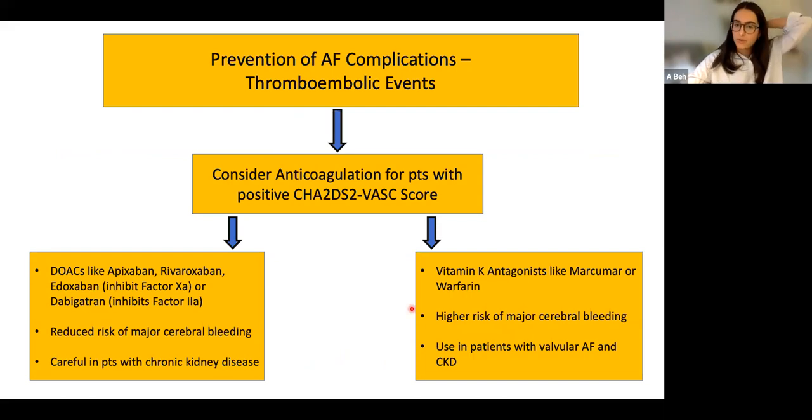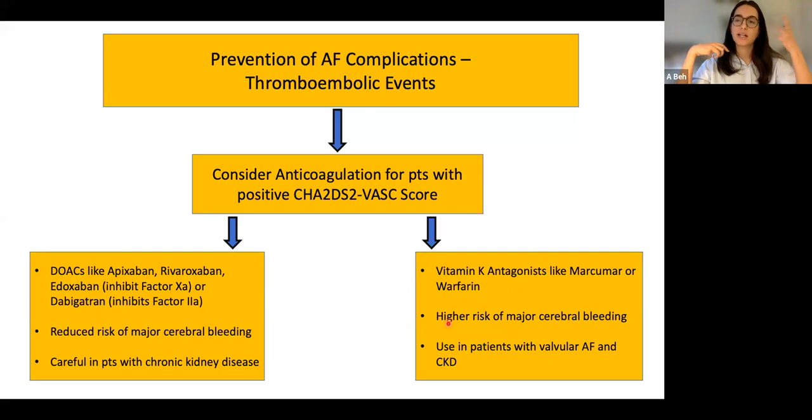So again, there are 2 different drugs that we can prescribe for patients with atrial fibrillation. One are called the vitamin K antagonists, like marcumar or warfarin. And you have to understand that you're preventing a blood clot, so you're thinning out the patient's blood, but he's also more likely to bleed.